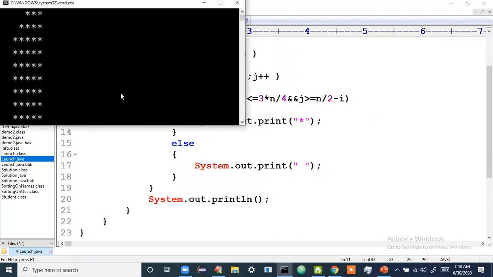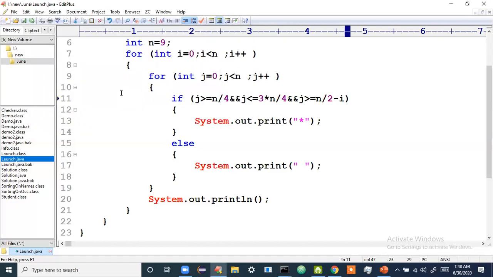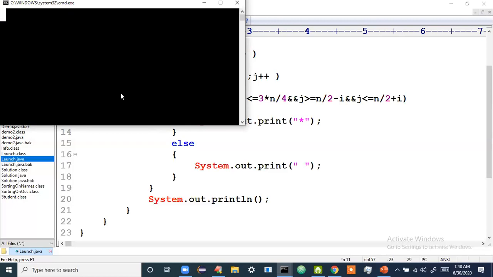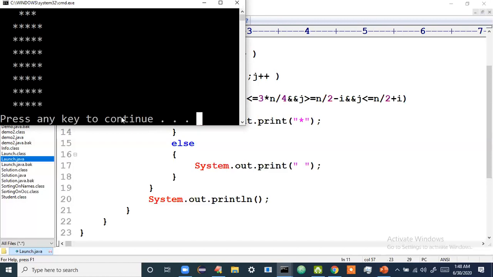See, I hope you're able to see, right? I have chopped something. Again, I'll tell and operator. J is less than or equals to n by 2 plus I. Again, I am trying to chop it. See, I'm chopping it like this. So we have chopped successfully.